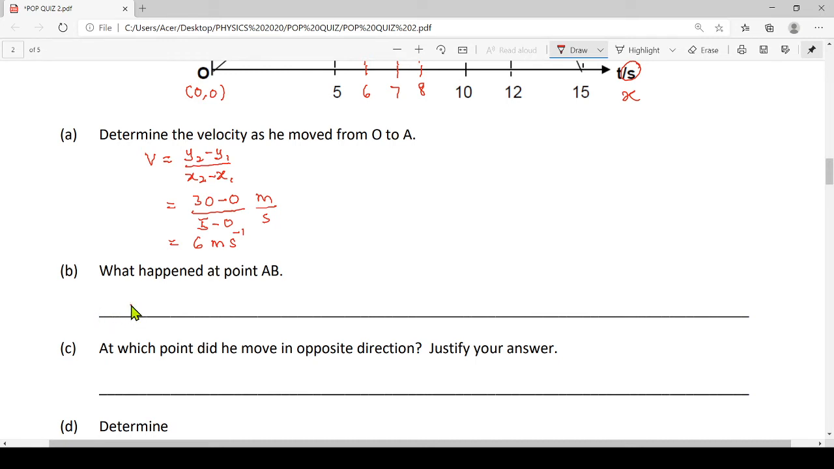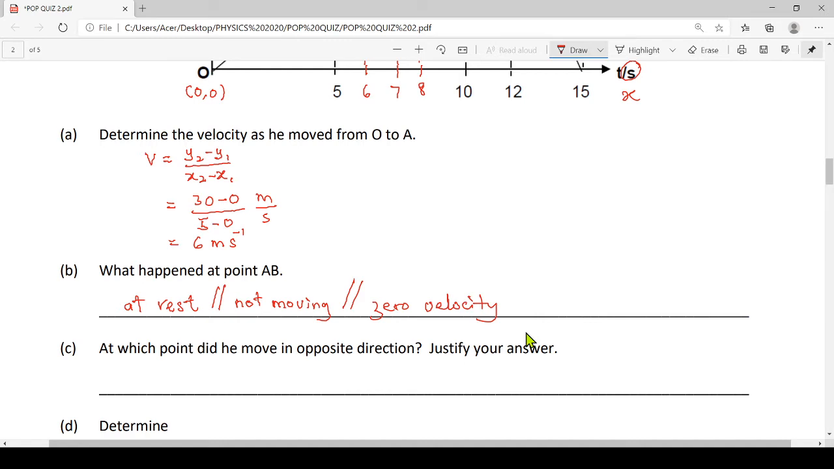So he is at rest, or you can say not moving. Okay, so if he is at rest, what is the velocity? That would be 0 velocity. So the best answer will be at rest, right? Now, at which point did he move in opposite direction, and then justify your answer.